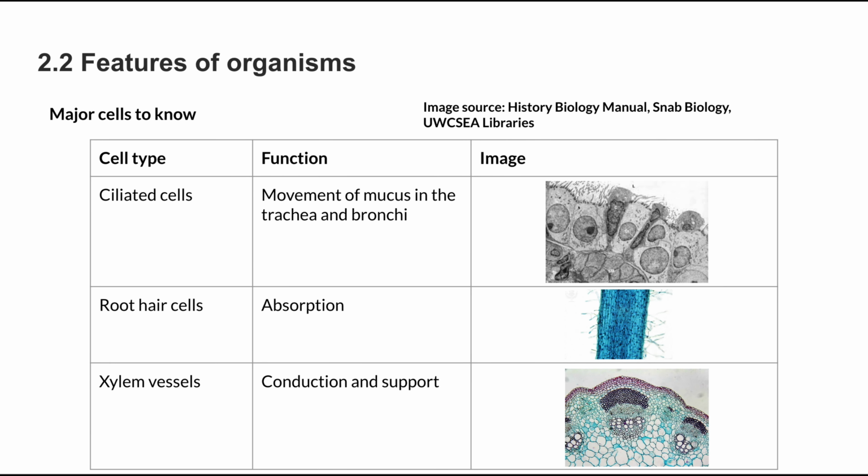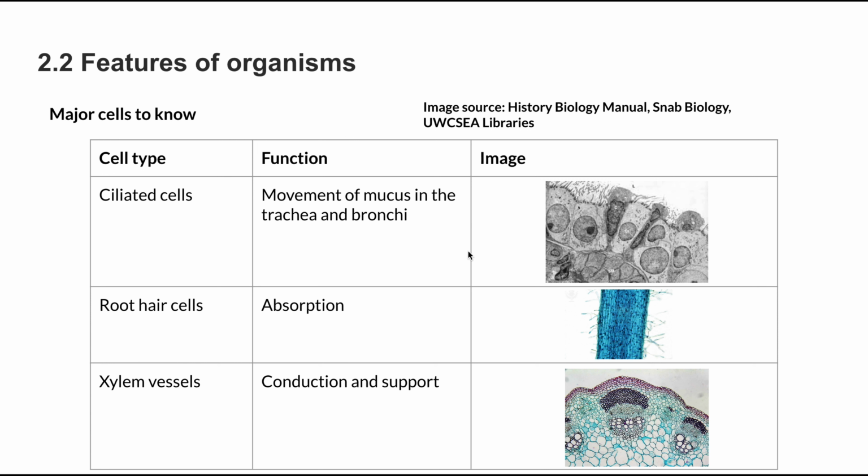Okay, so continuing with the features of organisms, you need to know major cells. There are major cells which are in the syllabus, and I brought it here. The first cell you have to know are ciliated cells. As you see in the image here, ciliated cells are the cells with hairs on them.